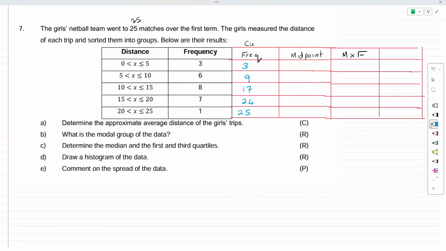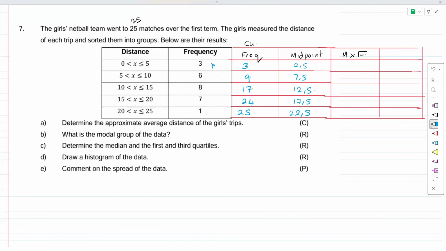The midpoints would be 2.5, 7.5, 12.5, 17.5, and 22.5. Please understand the midpoint is 0 plus 5 divided by 2, 5 plus 10 divided by 2, 10 plus 15 divided by 2, 15 plus 20 divided by 2, 20 plus 25 divided by 2. So that's all there is.